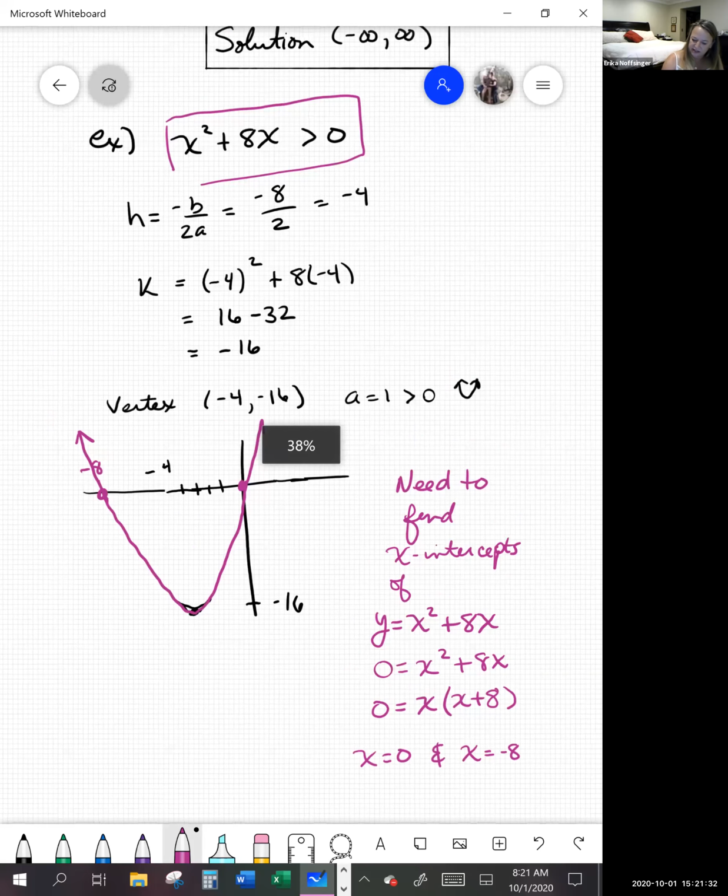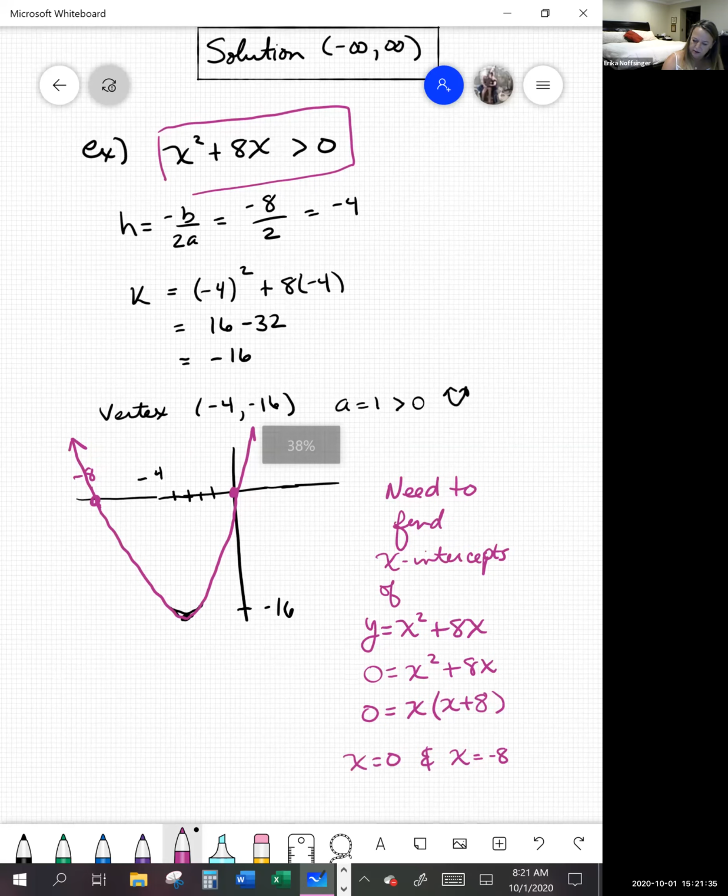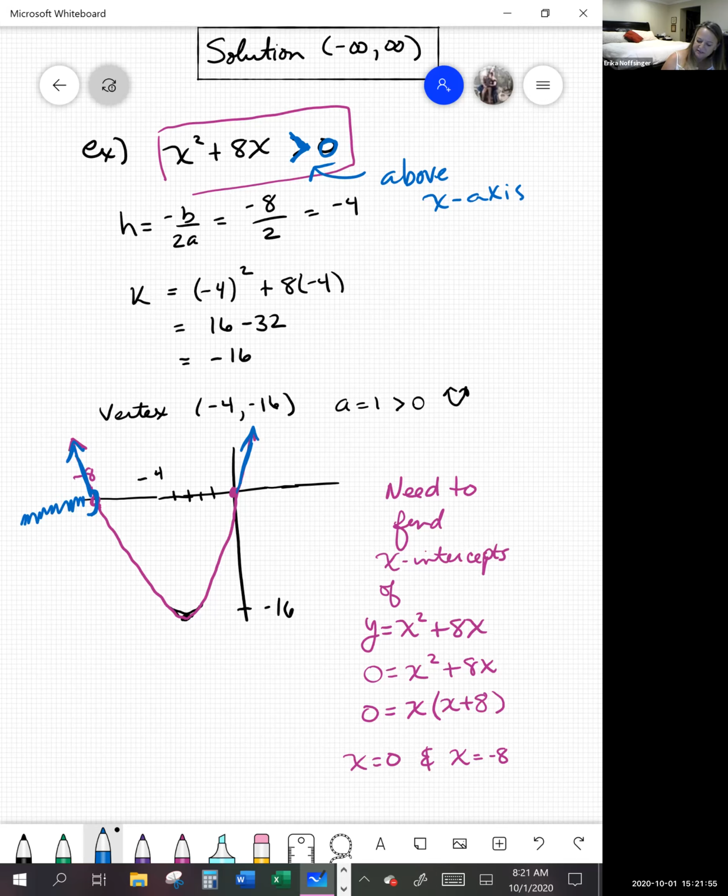So again, we're looking at when it is greater than 0, so above the x-axis. It doesn't have the equal sign, so again, you're looking at not including that value. So you're going to use parentheses. And so our solution is going to be negative infinity all the way up to negative 8, union, and then 0, parentheses around that, to infinity.